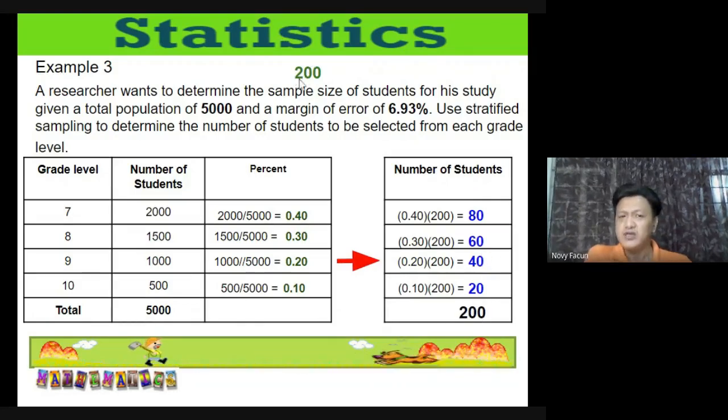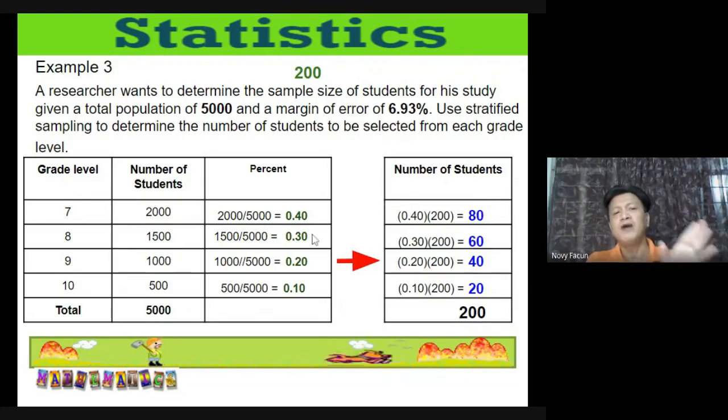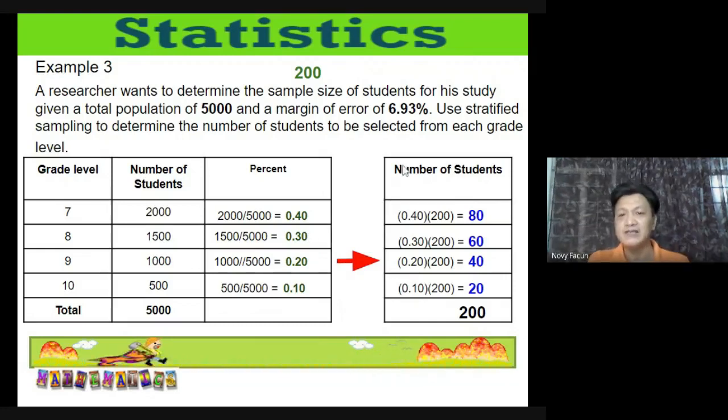Kasi nga, ito yung sample size natin na magre-represent. Tandaan lang natin na pag sinabi natin sample size, ito yung kukunin lang natin para i-represent yung characteristics or traits doon sa population natin, yun yung 5,000 na kabuuan ng grade level students. And that is 200. So ganun po ang paraan para i-apply or paano mag-compute sa strata doon sa stratified sampling techniques.